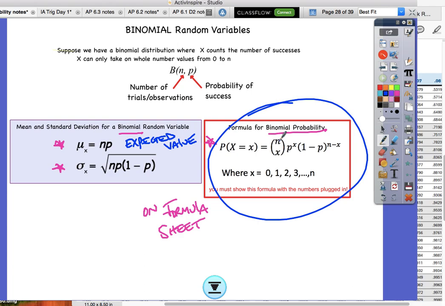We're going to take the number of trials, choose the amount we want to get. P is the probability of success, and that's going to get raised to whatever this bottom number is. 1 minus P is the probability of a failure, and then we're raising that to the n minus x. So if we're succeeding x times, we're failing the other n minus x times. I'll walk you through that.